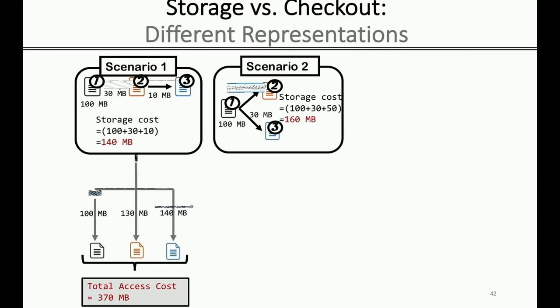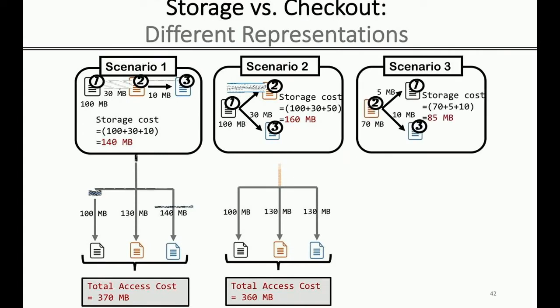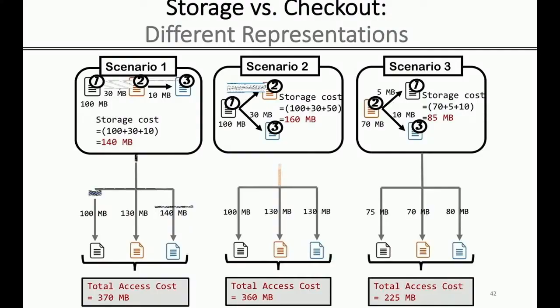And alternatively, we can materialize version 1 and then store the other 2 versions as the modification from version 1. And we can calculate the storage cost as well as the total recreation cost accordingly. Also, we can materialize version 2 instead of version 1, and then store the other 2 versions as the modification from version 2. So in this way, we can have a smaller storage cost and also a smaller total checkout cost.